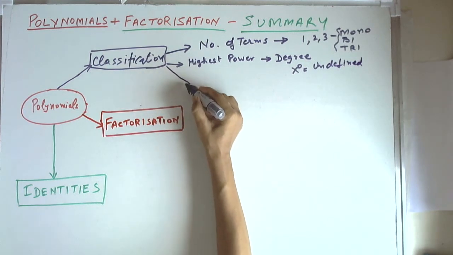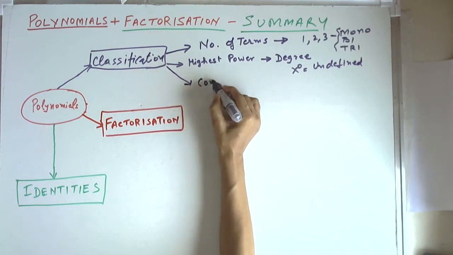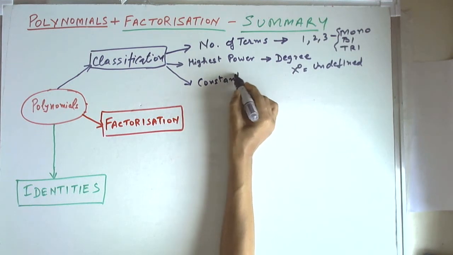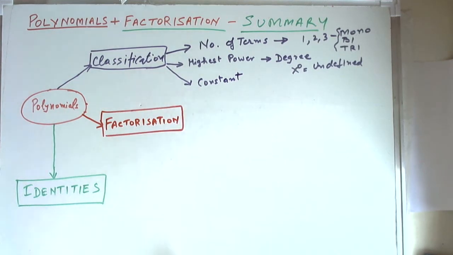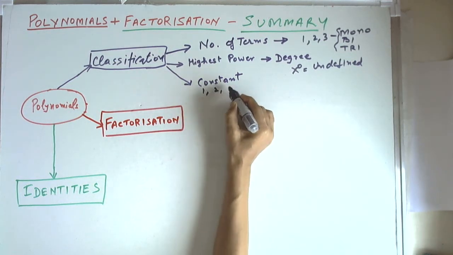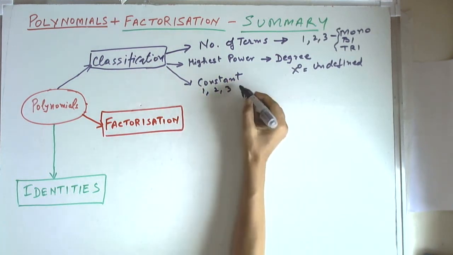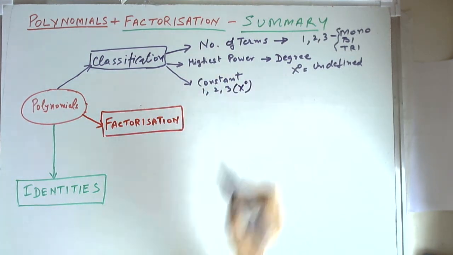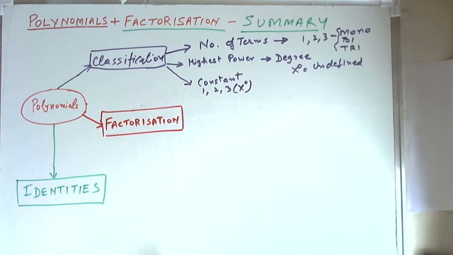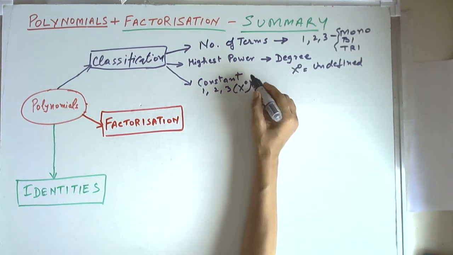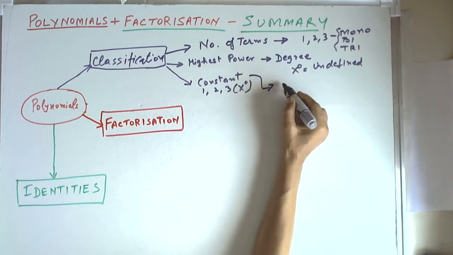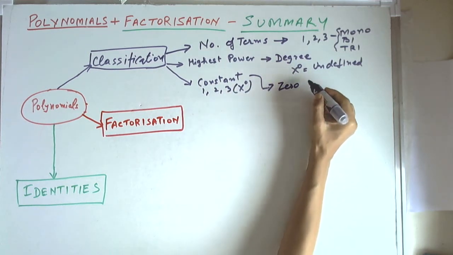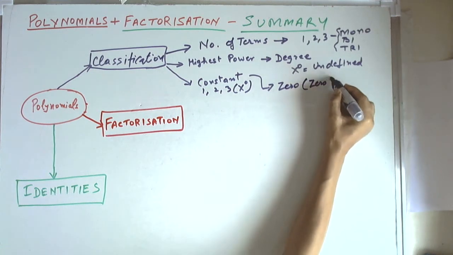Then, it's not a classification, but we also saw what a constant polynomial is. Constant polynomials are terms like 1, 2, 3, which means they have x raised to the power 0. Therefore the degree is undefined for a constant polynomial, and this has only one term. And if this constant happens to be 0, then it is called the zero polynomial.